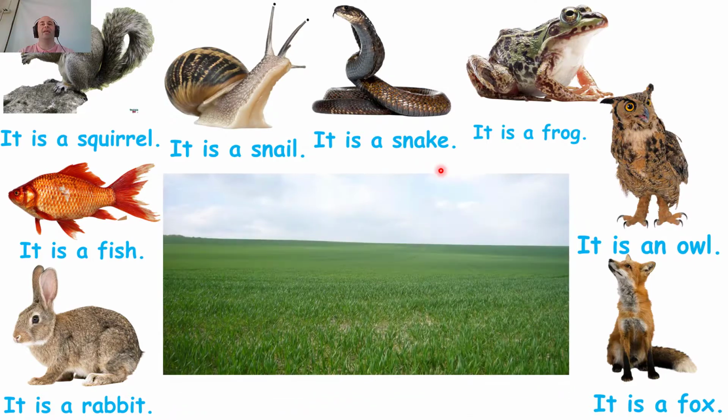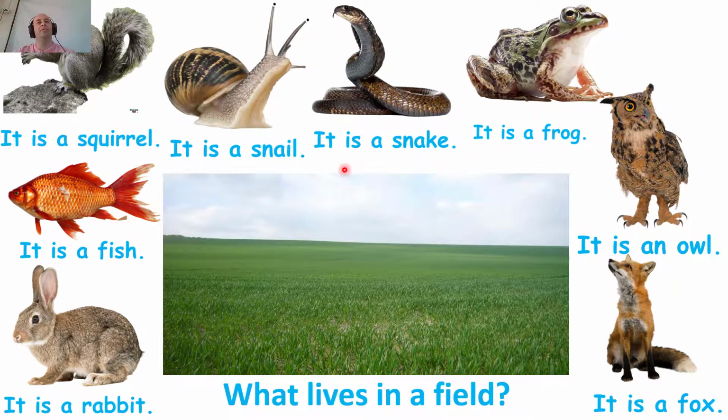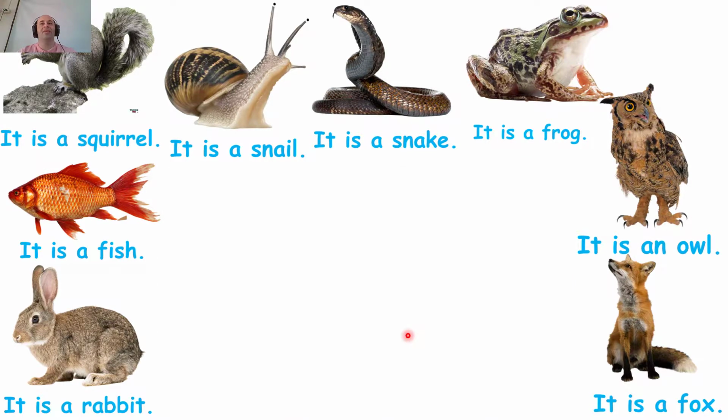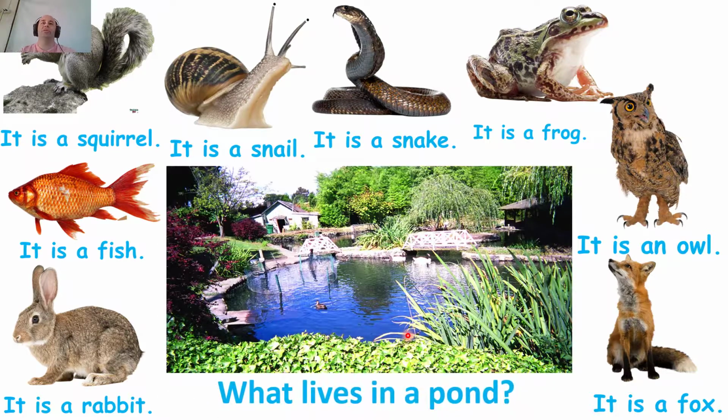What animals live in a field? What lives in a field? A snake lives in a field. A frog? Okay. A fox lives in a field. And a rabbit lives in a field. These animals can live in a field. Next. What animals live in a pond? In the water, in a pond. A fish can live in a pond. And a frog can live in a pond. And maybe a snake or a snail can live in a pond sometimes.